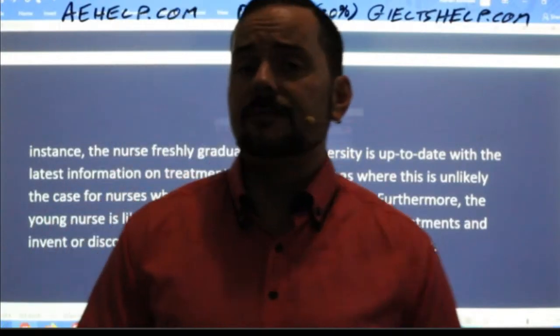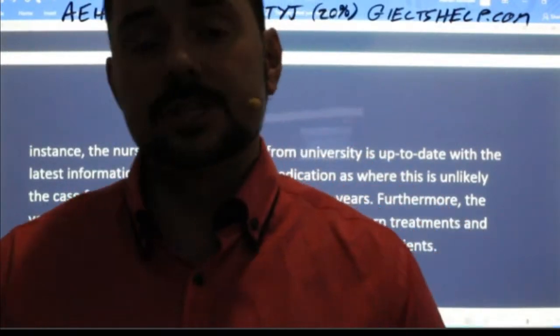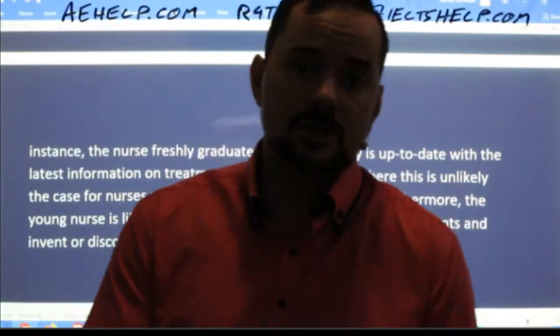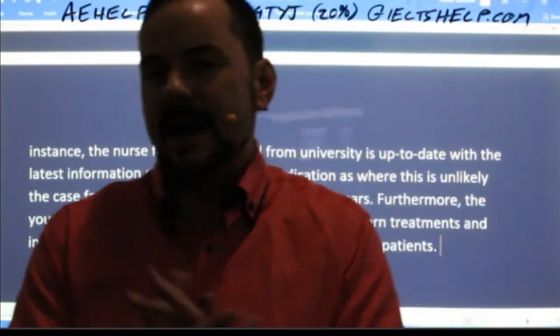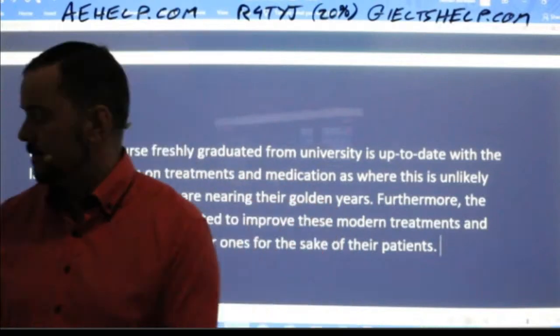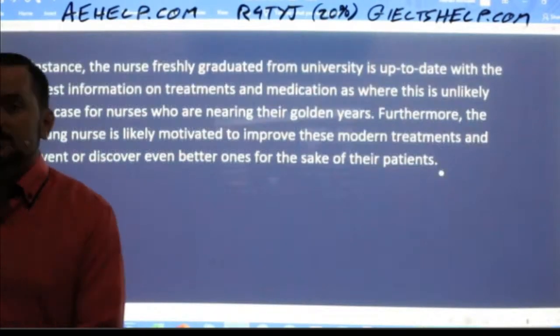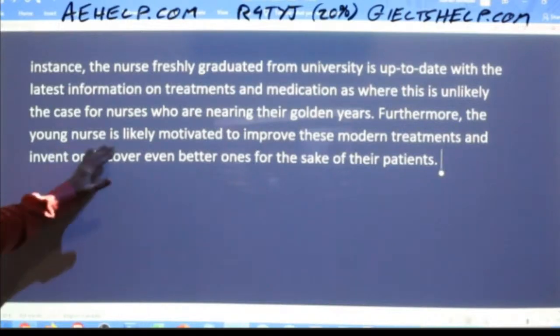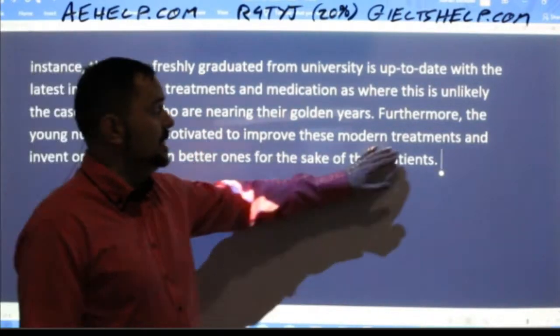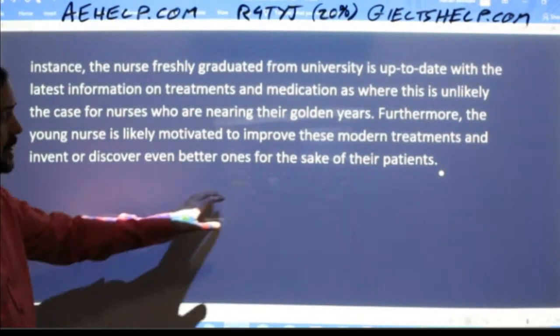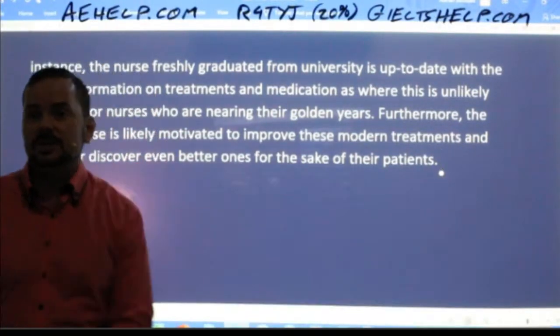So it's 25, 26, 27-year-old nurses and doctors that do a master's degree, a PhD, and then they do a dissertation. Now, we don't want to go into that much detail. That would be too much for the IELTS exam, but we get the idea, right? So the young nurse is likely motivated to improve these modern treatments and make them even better, invent or discover even better ones for the sake of their patients, okay?